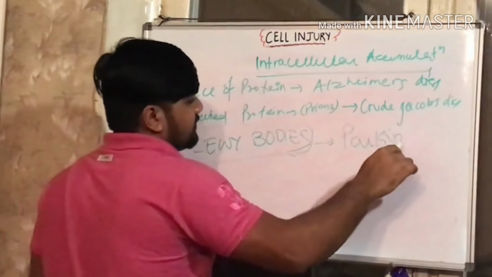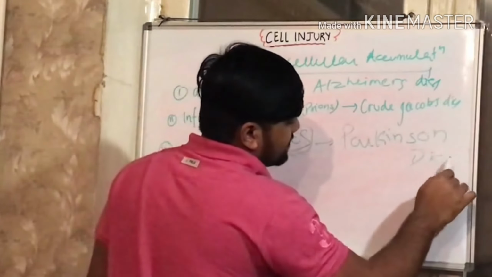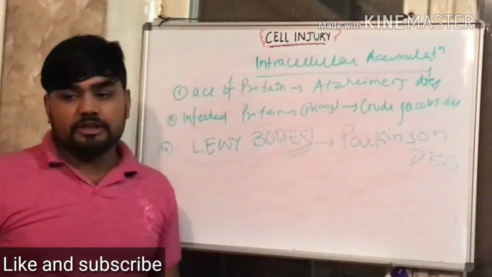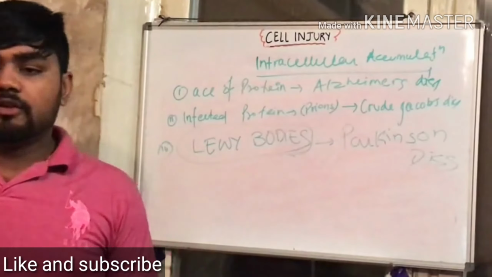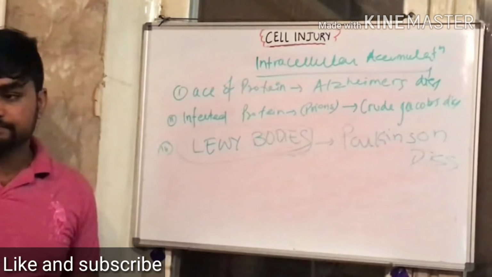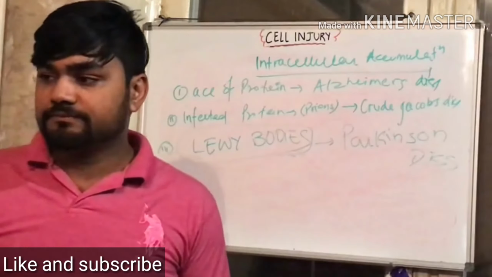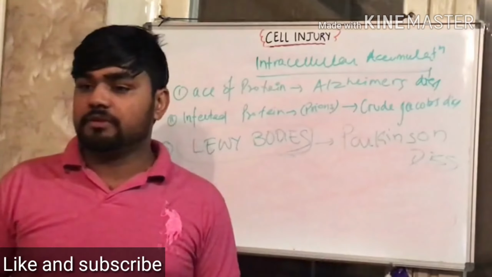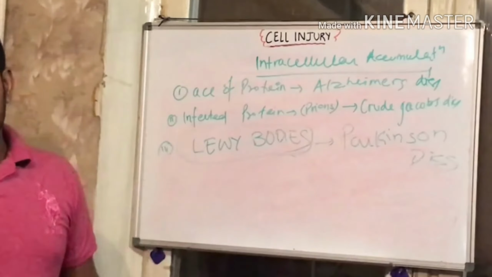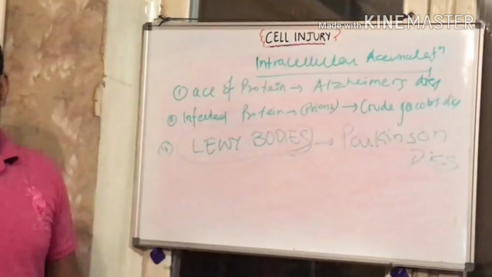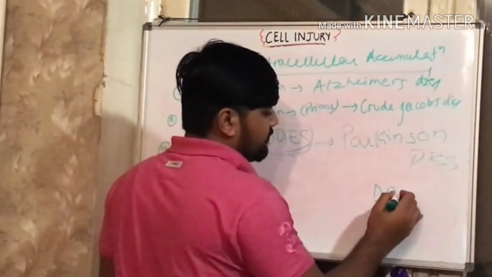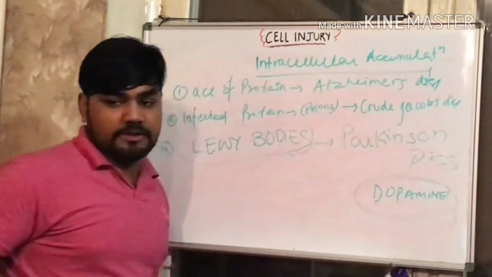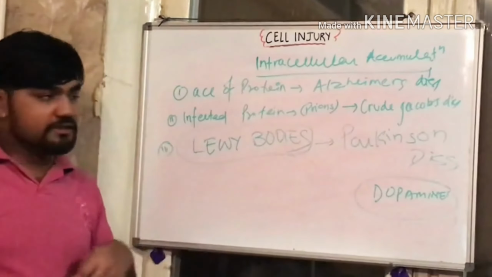Parkinson disease. Okay, one general question to everyone in the class. Parkinson disease occurs due to deficiency of which neurotransmitter? It's a very simple question. It's dopamine. Dopamine is the neurotransmitter. Deficiency of dopamine causes Parkinson disease. So Lewy bodies are seen in Parkinson disease.